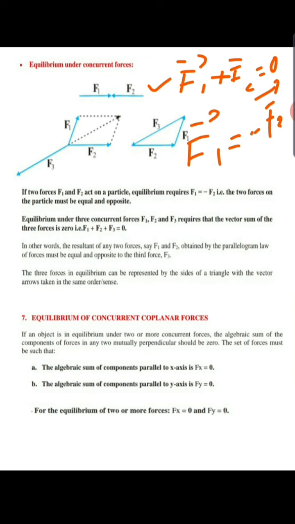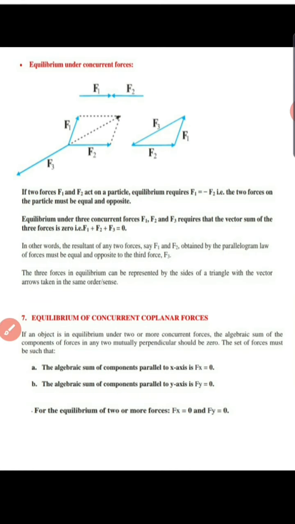Now coming to the second case, that means a system under the action of three forces, or a particle under the action of three forces F1, F2 and F3. The three forces are acting in such a way that the resultant will be equal to 0, which means that F1 plus F2 plus F3 should be equal to 0. For this to happen, the sum of any two forces should be equal and opposite to the third force. Then only we will attain the condition F1 plus F2 plus F3 equal to 0.